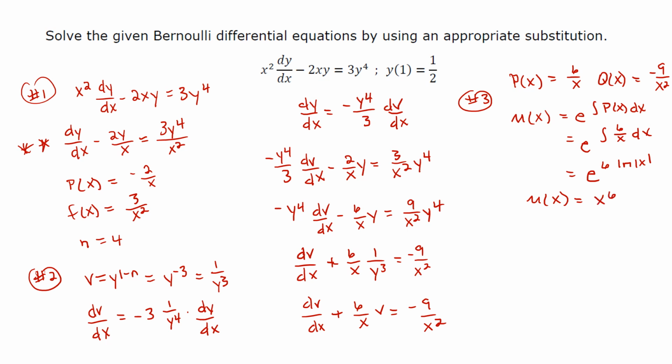Now I'm going to take my integrating factor and multiply it by each term in my linear equation. So I'll have x to the 6th power times dv dx minus x to the 6th power times 6 over x v equals negative x to the 6th power times 9 over x squared. Oh, and this is plus.